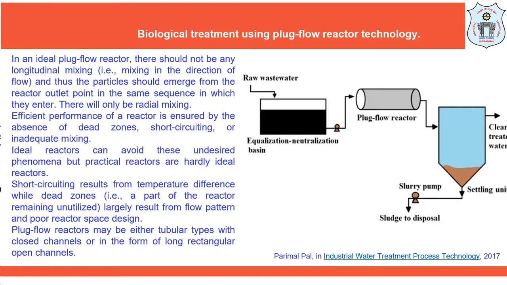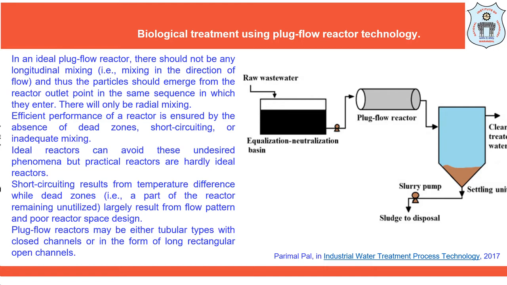There will be only radial direction mixing. Along the axis there is no mixing, and there is no back mixing. So the efficient performance of this type of reactor can be ensured because there is an absence of dead zones, no short circuiting, and no inadequate mixing, which are encountered in CSTR type reactors.